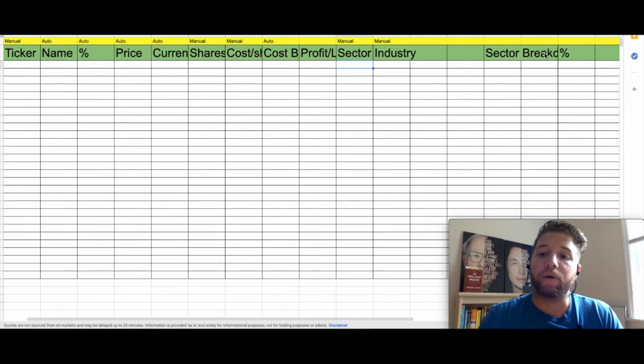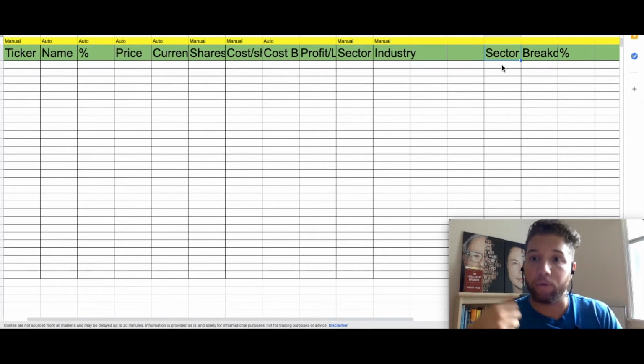And then it'll also give you a sector breakdown, which I really was fascinated by, so you could see exactly how you're allocated sector by sector, what percentage of your portfolio is in tech versus consumer discretionary versus healthcare, yada, yada, yada. And it'll also build you a nice little pie chart.